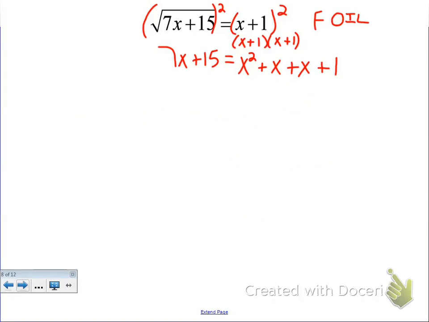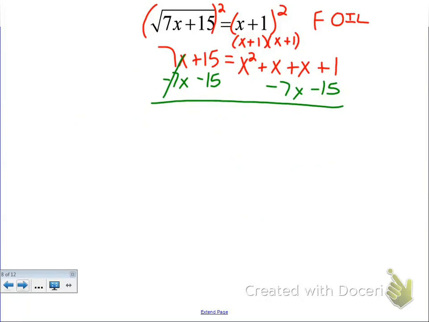Now we want to get all the terms to one side where the x squared is positive. That's going to make it the easiest to go on from here. So in this case, we're going to move everything to the right-hand side. So we're going to subtract 7x from both sides, subtract 15 from both sides of the equation.